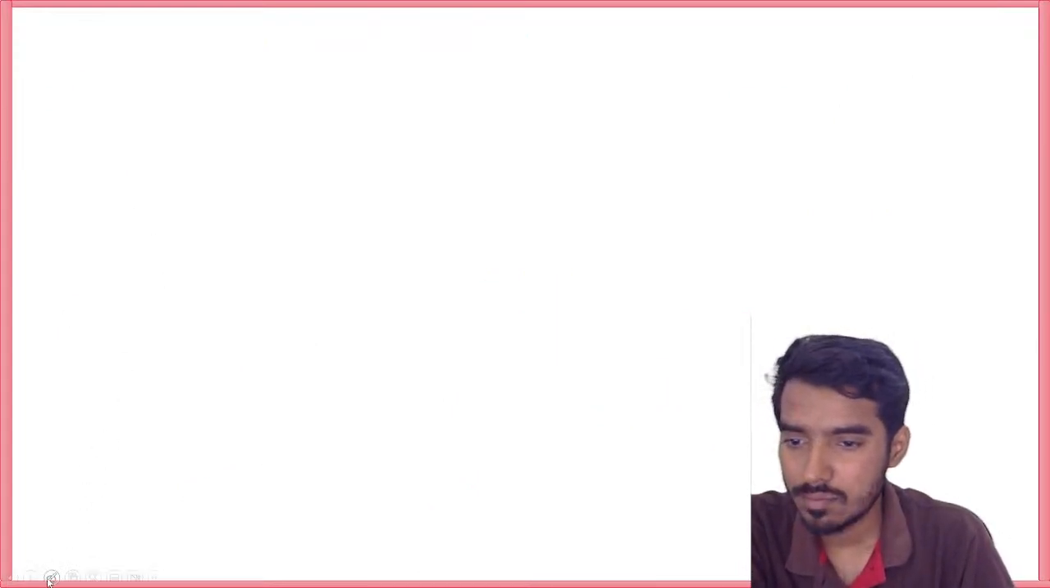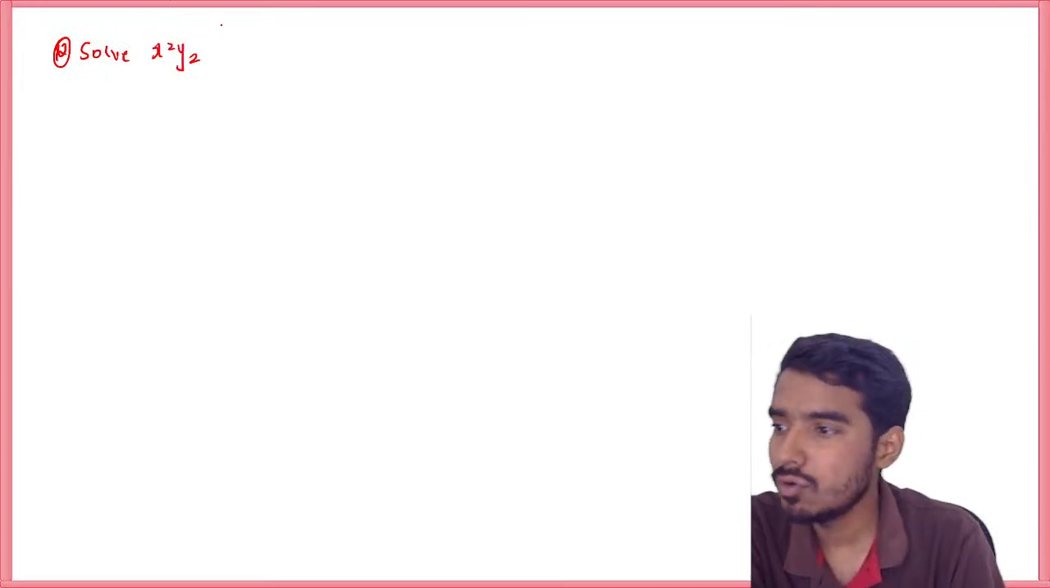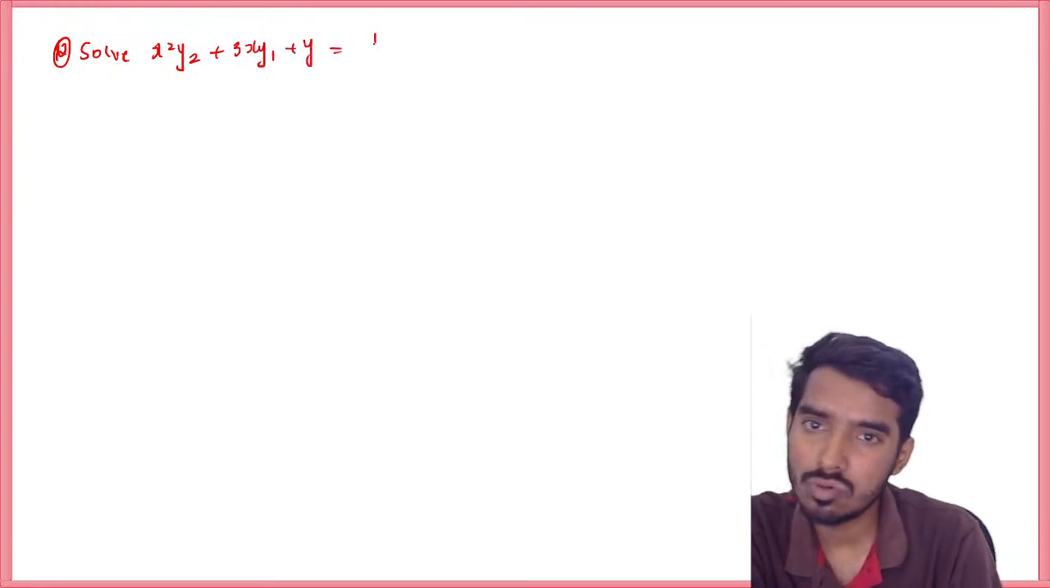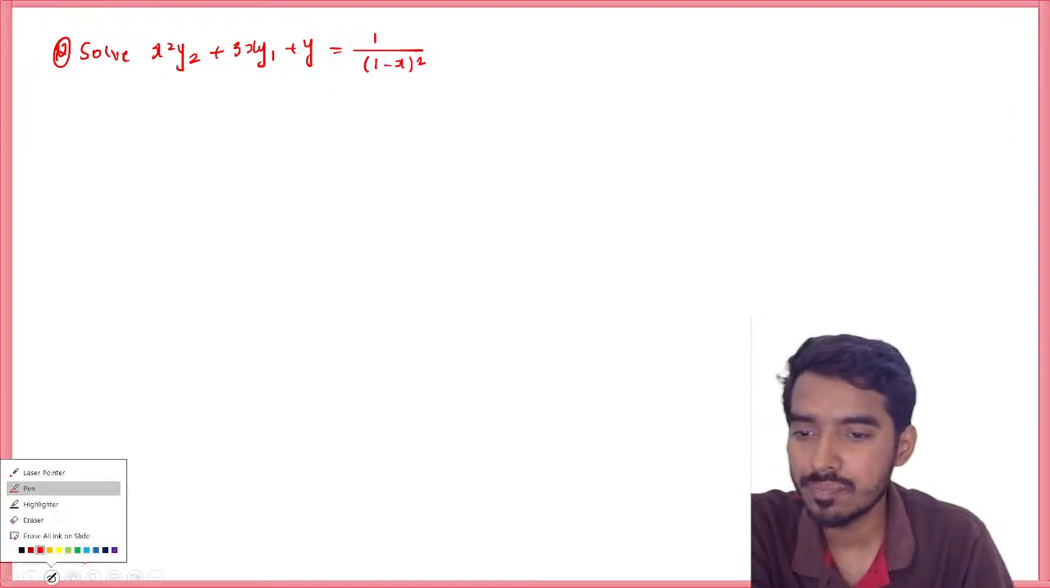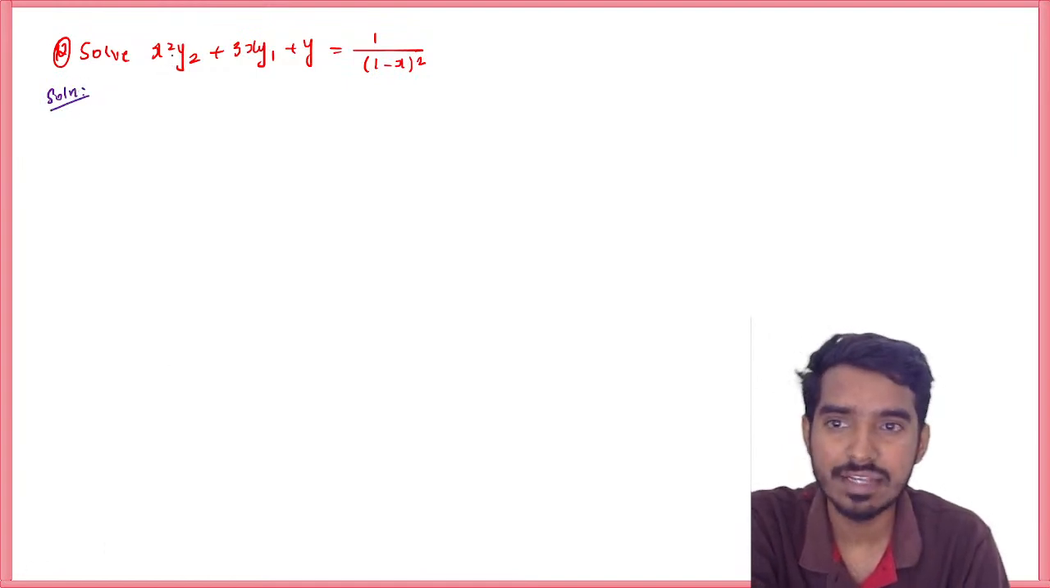The problem: x square y2 plus 3x y1 plus y is equal to 1 minus x whole square. So we need to solve by the method of variation of parameters.